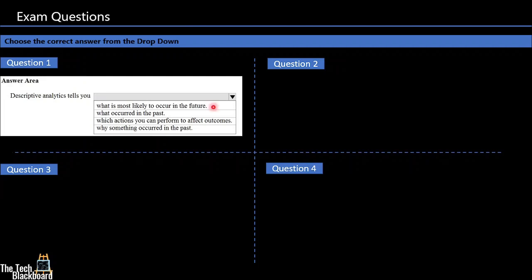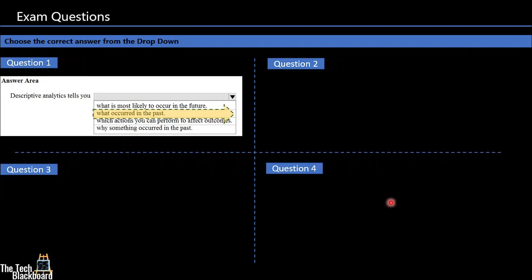Now look at the options given in the drop-down menu. The first one says, what is most likely to occur in future? This surely is predictive. So in predictive analytics, we predict about the future. So this is not our answer. Coming to the third one first, which actions you can perform to affect the outcomes? So this one is prescriptive, right? The fourth one is why something occurred in past. So as I told you, why it is happening, this comes under diagnostic analytics. Then we are left with the second option, which says what occurred in past, and that's exactly our answer.